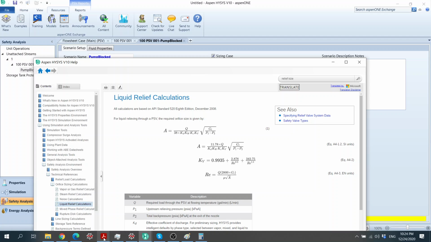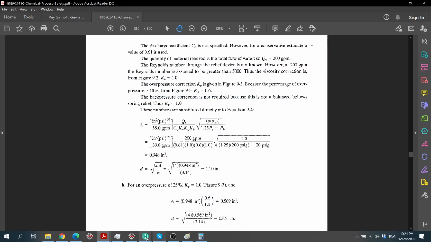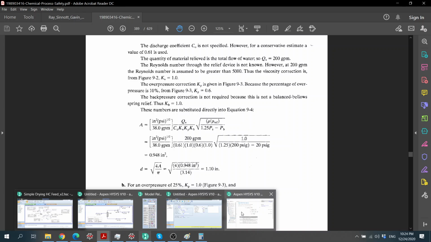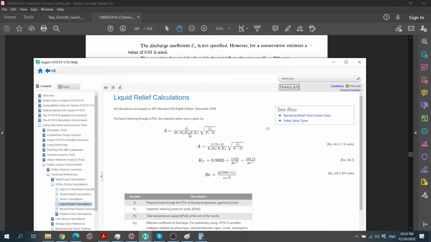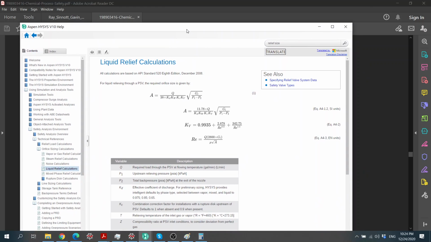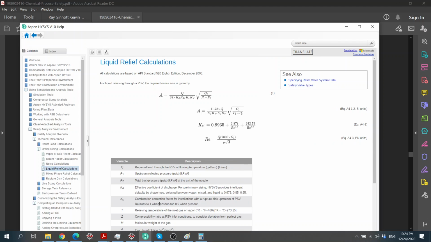See the same number, same equation. We have 38, Q, KD, KW. KD is then the coefficient, the 0.61. By default it shows us that it's a 0.65, and then we change it already to 0.61.